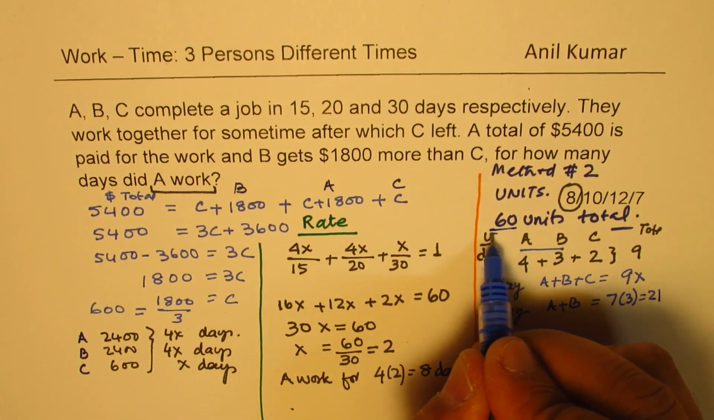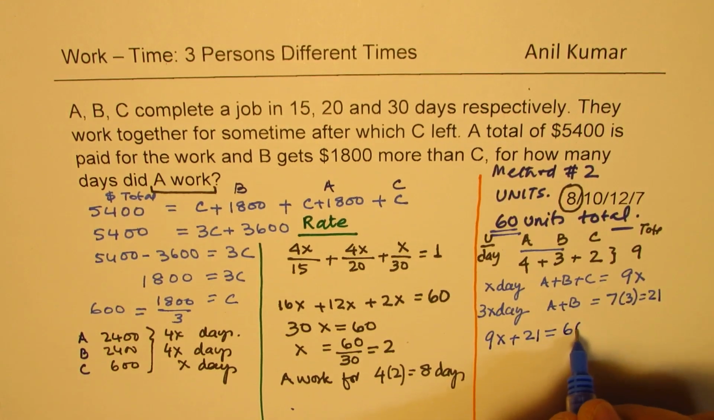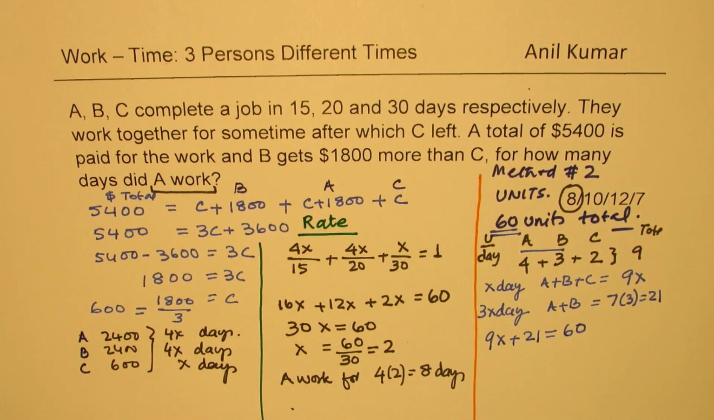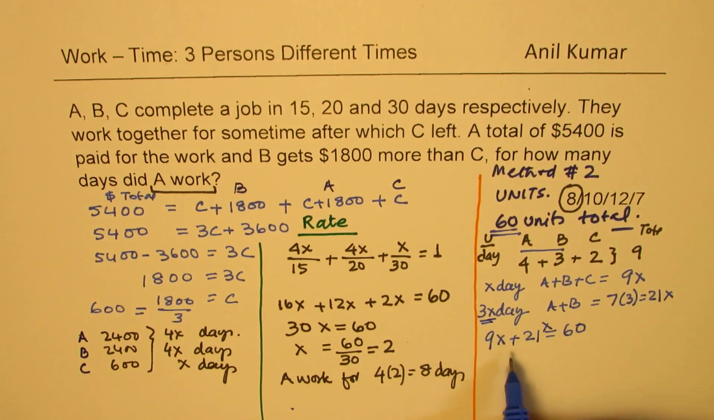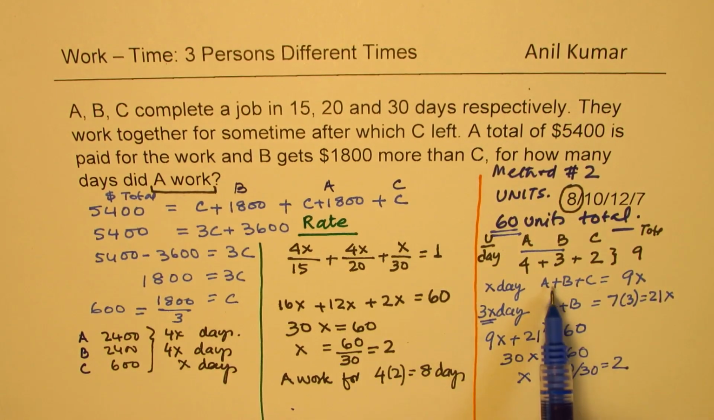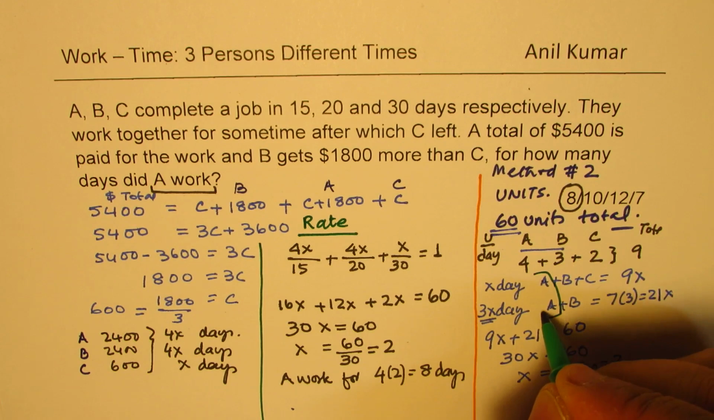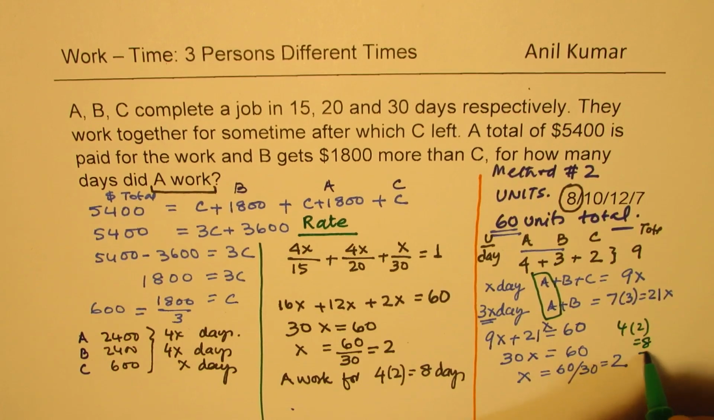Total units is 60, right? So we get 9x plus 21x equals 60. So when you add them up, you get 30x equals 60, or x equals 60 over 30, which is 2. And we want the total for A, right? So A worked in both the places, correct? A worked for x days first, along with everyone, and then with B. So we get 4 times 2, which is 8 as our answer.